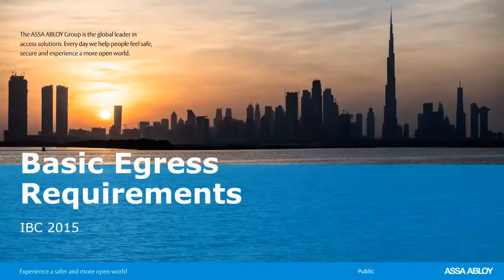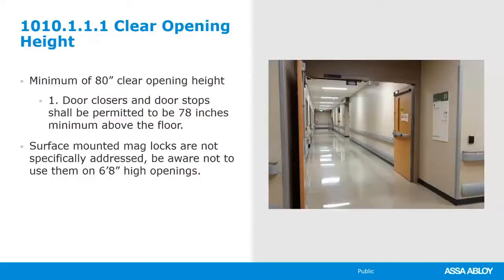Now we'll take a look at the basic egress requirements for hospitals based on IBC 2015. We need a minimum of 80 inches clear opening height. And typically you're going to see doors that are 7 foot tall or taller. But if you do use a 6'8" tall door, just make a mental note to yourself that door closers and door stops are permitted 78 inches minimum above the floor.